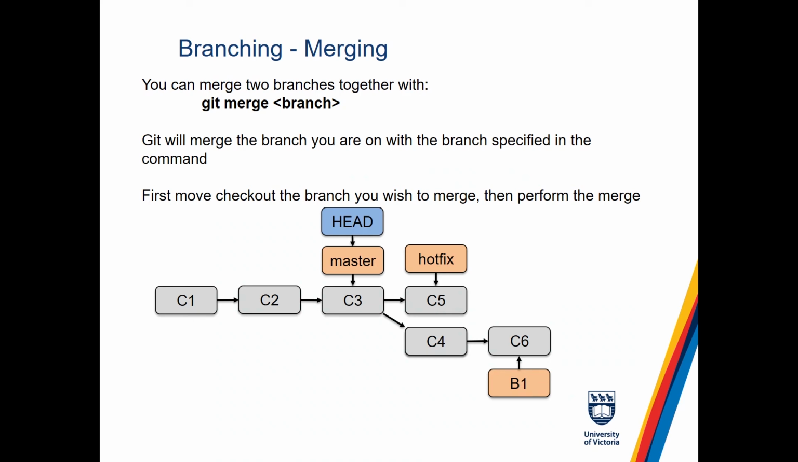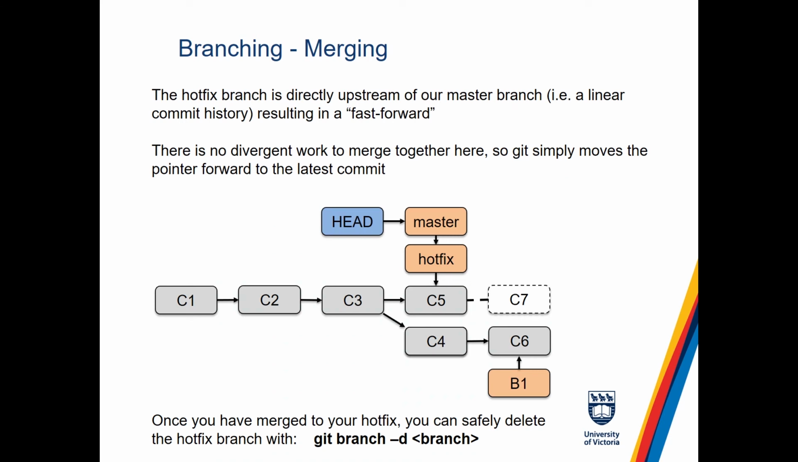So here we would switch to the master node and say git merge hotfix, and that would push our master branch up here. One thing you might notice is that the hotfix branch is directly upstream of the master branch. So there's no intermediate commits that it doesn't know about. And so when you do that type of merge, that's what's called a fast forward. Again, there's no divergent history here, so Git just tells the master pointer, okay, you can point to where this hotfix is.